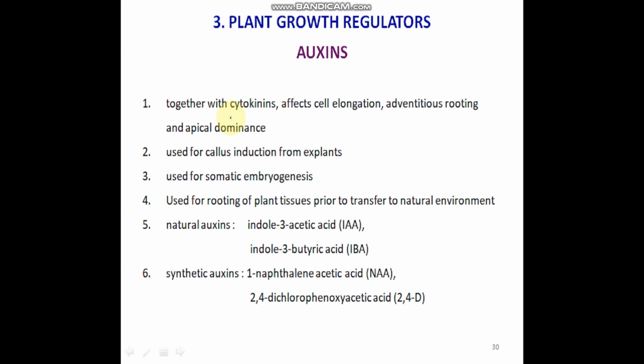Auxin, together with cytokinin, affects cell elongation and advances rooting. This is the main function of auxin. It also helps in callus induction and somatic embryogenesis, and there are several types of auxin. One is the natural kind, and we also have synthetic auxins. The natural ones are IAA and IBA, but the synthetic auxins are naphthaleneacetic acid and 2,4-D.